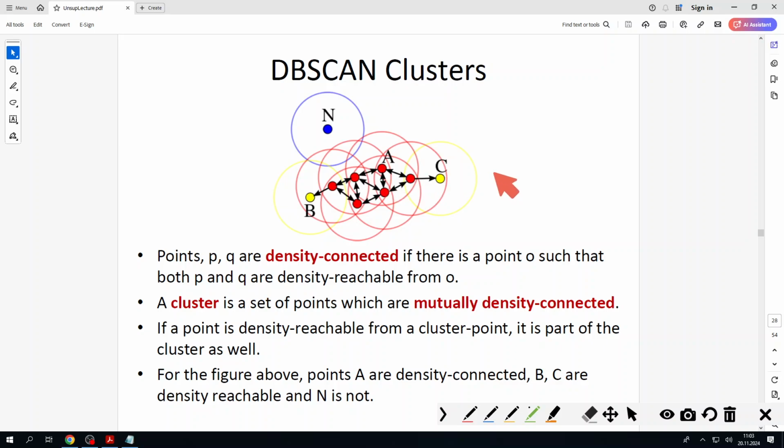So all points that somehow reach each other through neighbors, through direct connections, are considered to be belonging to the cluster. And this stands also for these C points, which are also belonging to the cluster, but they are colored here in a different color, just to show that this is where the cluster ends.